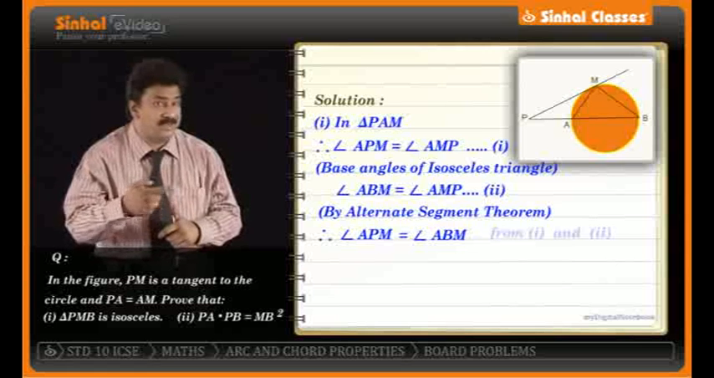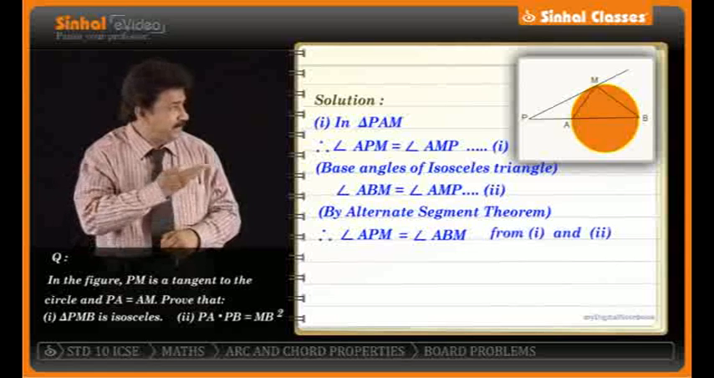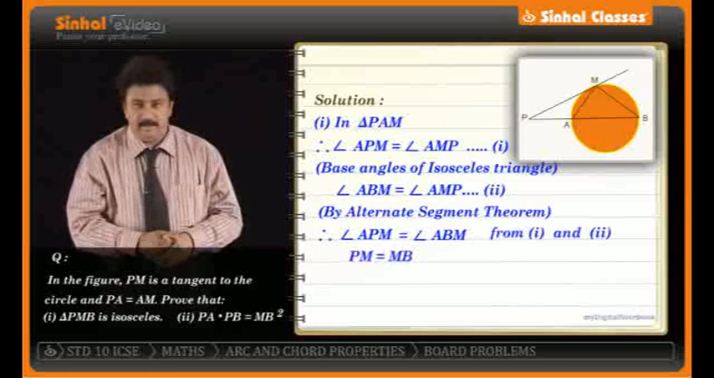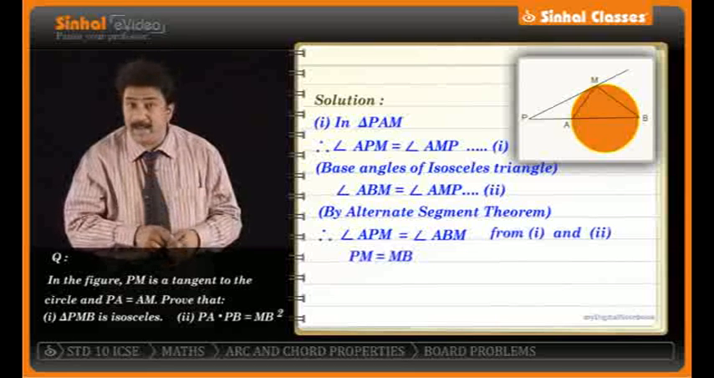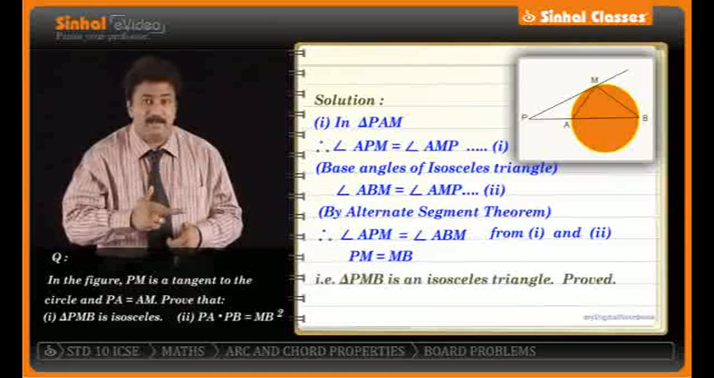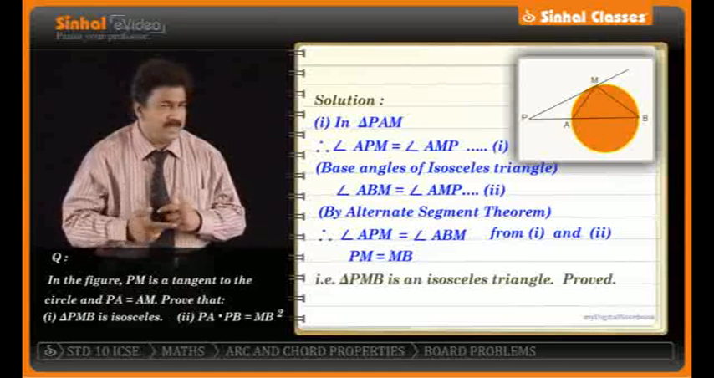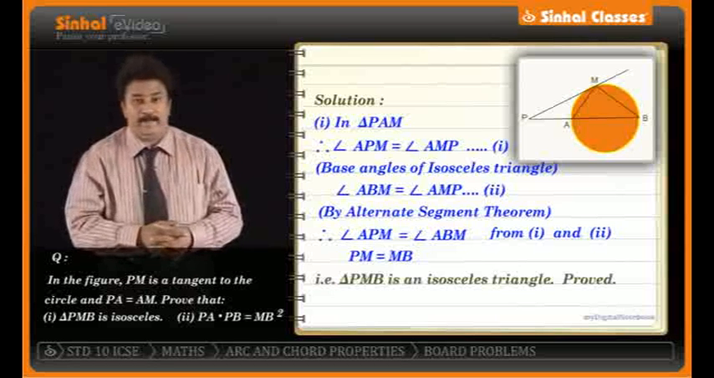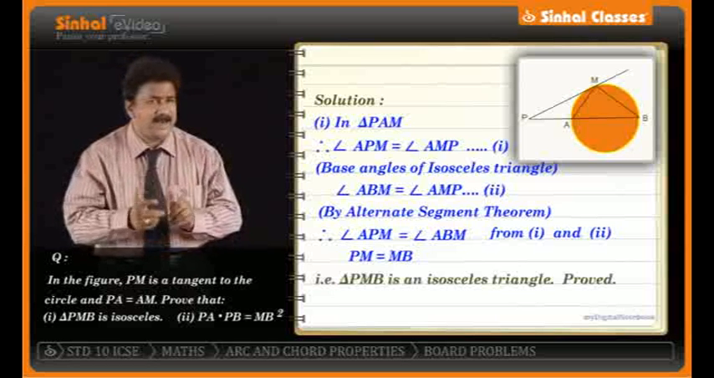So from here, what do you get? From the property of isosceles triangle, what do I get? I get PM is equal to what? MB. Remember this, PM is equal to MB. It's a very important statement. It will be useful in the next part of the sum. I repeat once again, PM is equal to MB.